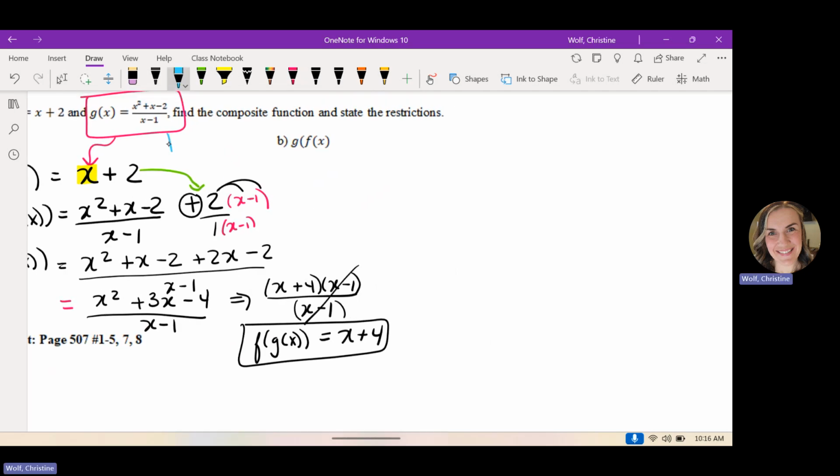Very quickly, I'll do the restriction up here. I just have that denominator, so x cannot equal 1.